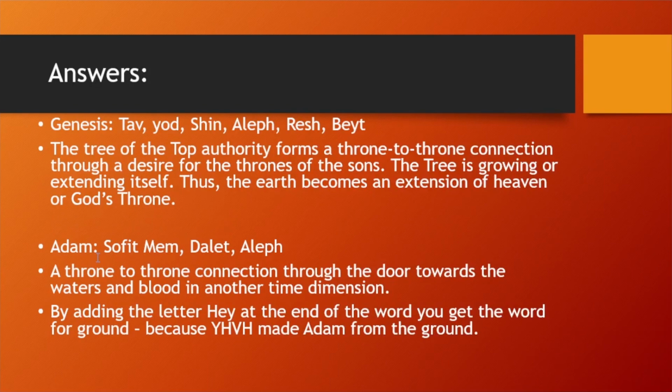Okay, here we are. So if I look at Genesis and I start now to translate Bayet, you will see I'm saying the tree of, Resh is leader, or authority, top authority. So I've got the tree of the top authority, that is Resh.